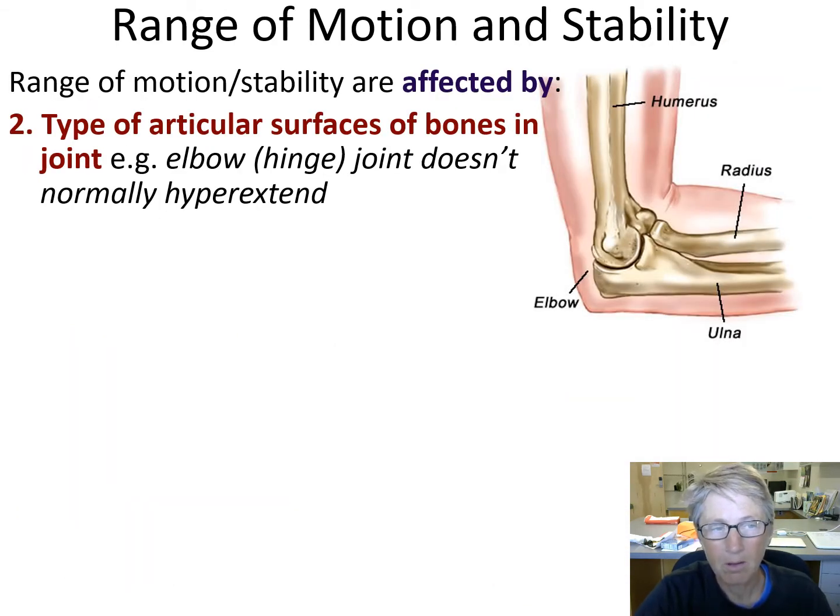The second thing that can affect your range of motion and stability is the type of articular surfaces of bones in a joint. You probably know this from the last lecture, but here's the humerus, here's the ulna, here's the elbow joint, and you're flexed here, right? Because you've decreased the angle of the elbow joint. If you go to extend your forearm, because this is a hinge joint, your range of motion will not allow you to go all the way back or to hyperextend your forearm at the elbow joint.